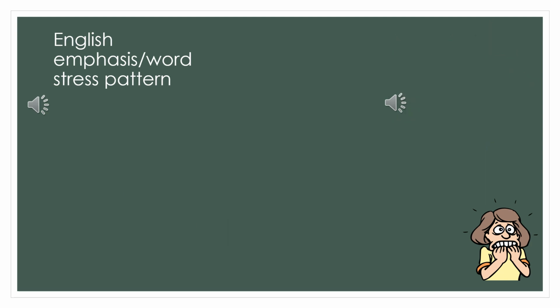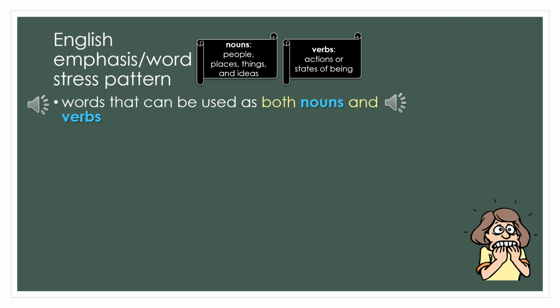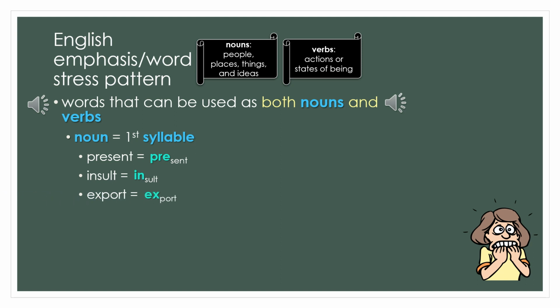The second word stress pattern that we will talk about is words that can be used as both nouns and verbs. If the word is being used as a noun, the emphasis will be on the first syllable. Present. Insult. Export.